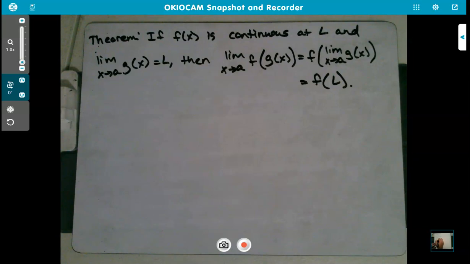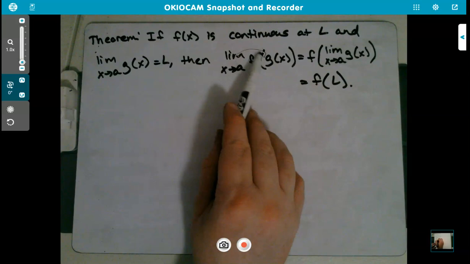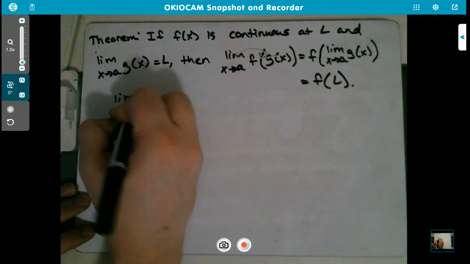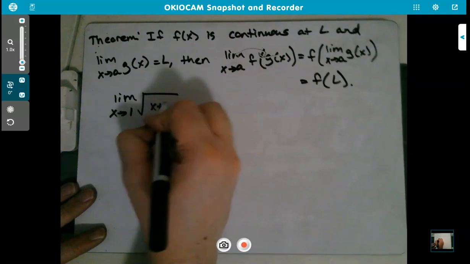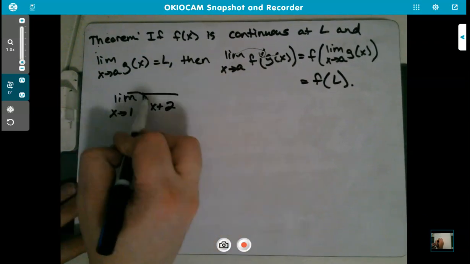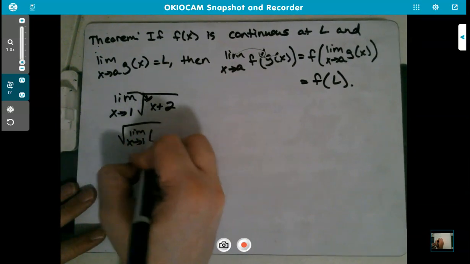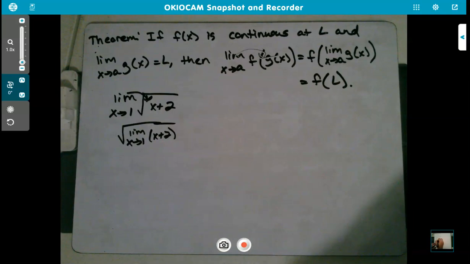The wording of this sounds kind of weird, but basically this means something we actually wrote down in section 2.3, where if I have a limit outside, I can just bring it inside, which is going to save me a lot of work. We did that whenever we had things like the limit as x approaches 1 of the square root of x plus 2. I can bring the limit inside of the square root, to make it the square root of the limit as x approaches 1 of x plus 2. So let's look at an example where that might help us out.